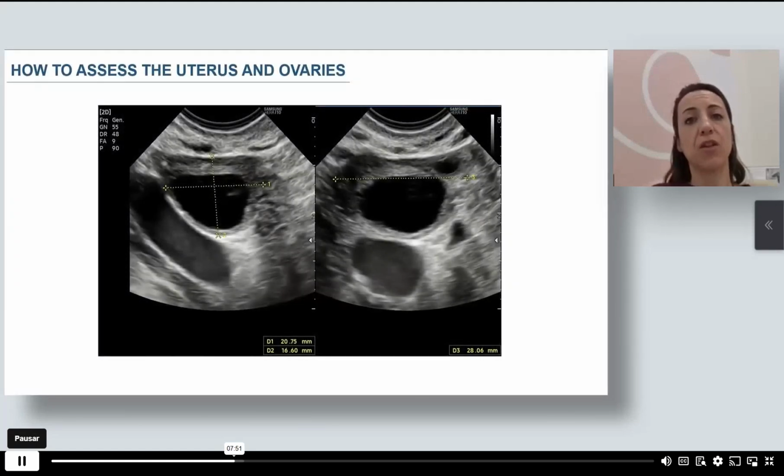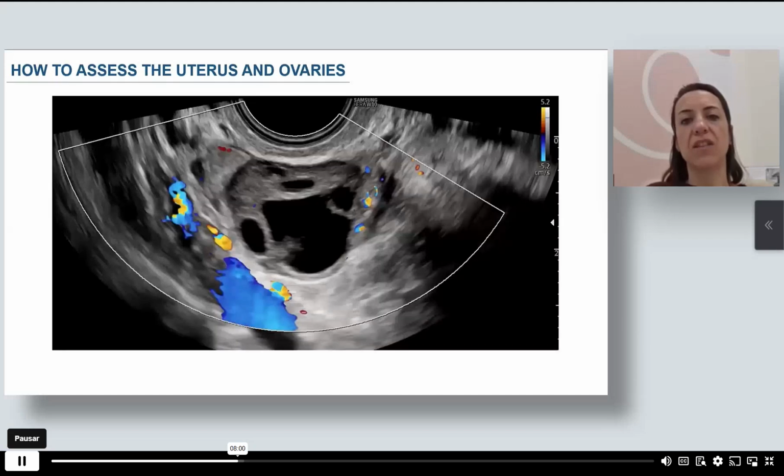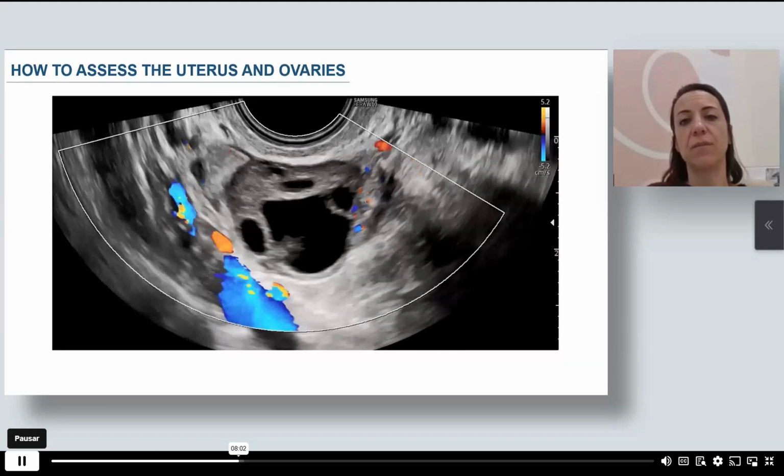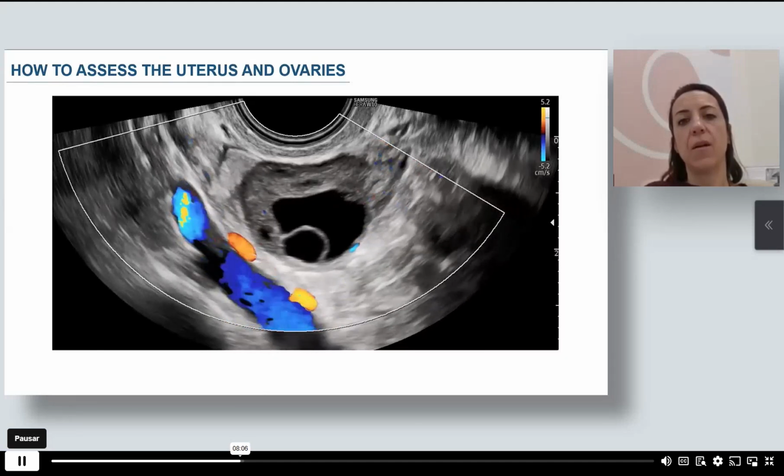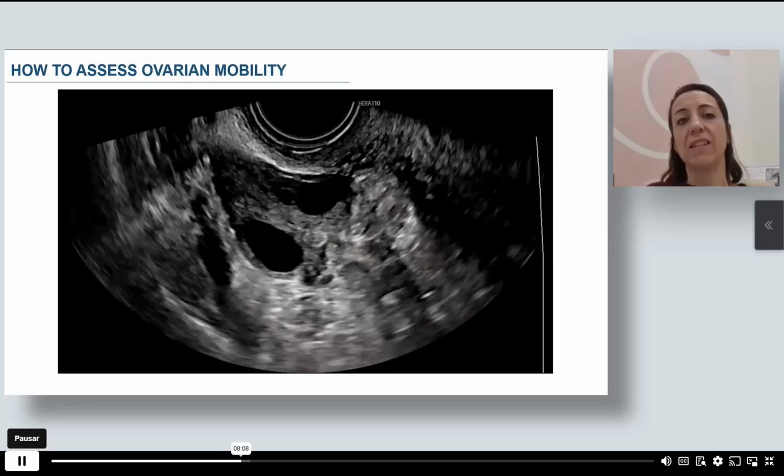After the visualization of the ovary, we measure it in 3 diameters. We can also assess the vascularization, and then we can assess the ovarian mobility.